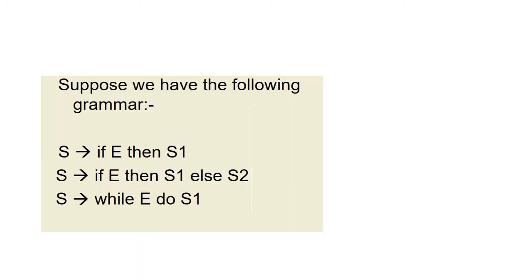In a program, flow of control happens by decision making and loop structures. Now let us clear how the translation mechanism can be used to implement three address code corresponding to flow of control statements. For example, we are considering statement S can be if expression then S1, S can be if expression then S1 else S2, S can be while E do S1.